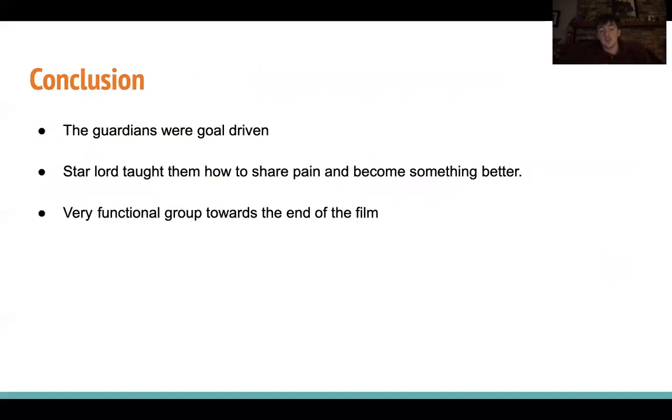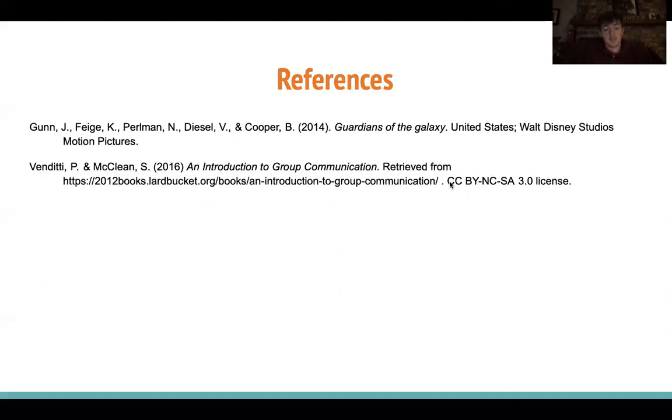In conclusion, the Guardians were very goal driven. First, it was self-centered, and then it was just, hey, we need to save the world, and we're losers, and we can be something better today. Star Lord taught them how to share pain, kind of what I was talking about, how they were all losers and they need to come together to become something better. That's Star Lord. Thank you, Star Lord, for doing that. And they're very functional towards the end of the film, making them a successful group at the end.